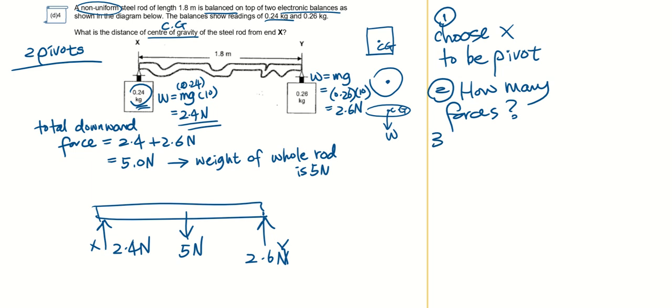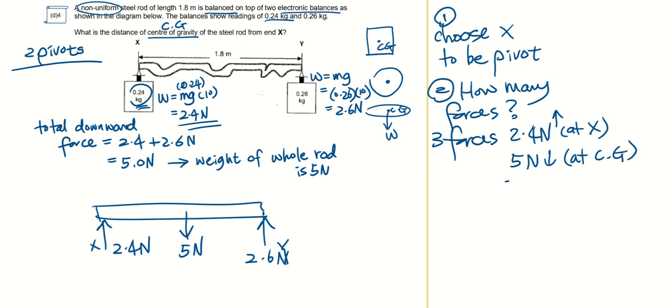There are three forces. The first one is the 2.4 Newton at X. 2.4 Newton is actually upwards, because it's the force that is acting on the rod, so it's pushing it up. 5 Newton is downwards at CG, which I don't know where the location is. Then 2.6 Newton is also upwards, at Y. Okay, so we have these three forces: the 2.4 Newton acting upwards, 5 Newton, which is the weight of the rod, downwards, and 2.6 Newton at Y acting upwards.